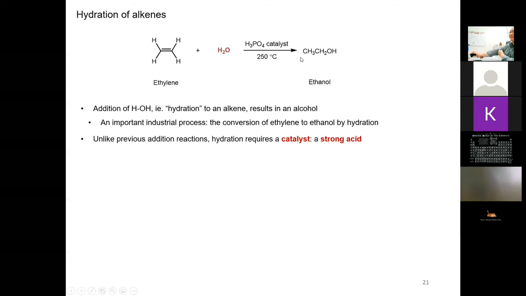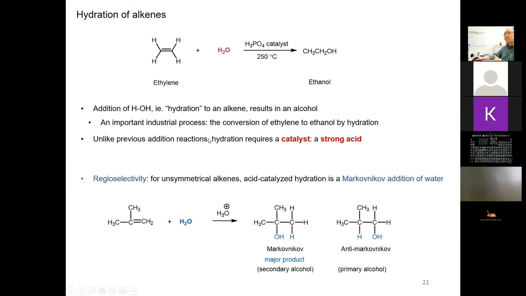All right, it is a very important industrial process. Basically, millions of tons of ethanol are generated in this way from easily available ethylene. Unlike previous addition reactions, the hydration of alkenes actually needs a catalyst, a strong acid catalyst. We will talk about the catalyst later and the detailed mechanism. For the regioselectivity, for unsymmetric alkenes, it's a Markovnikov addition. I would say that's because the first step of the addition to the alkene is a proton, right?